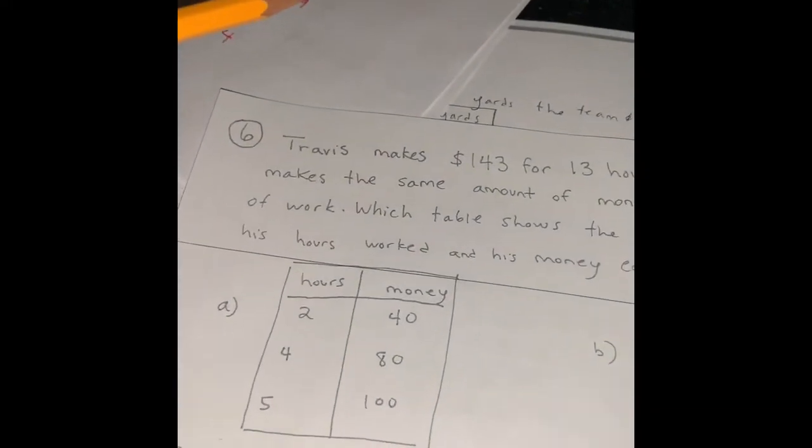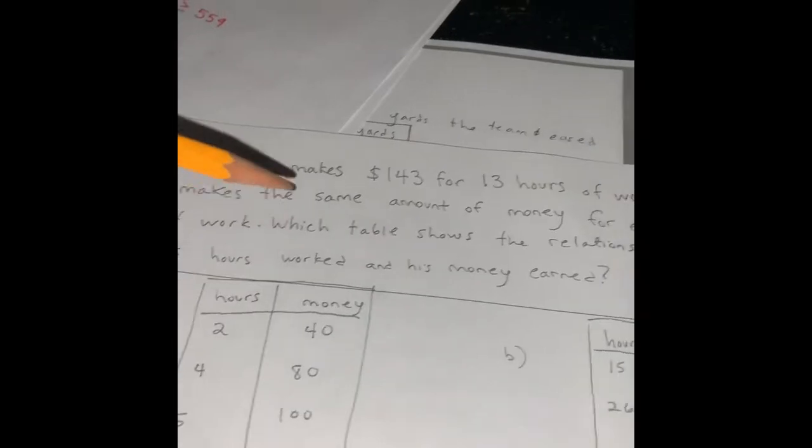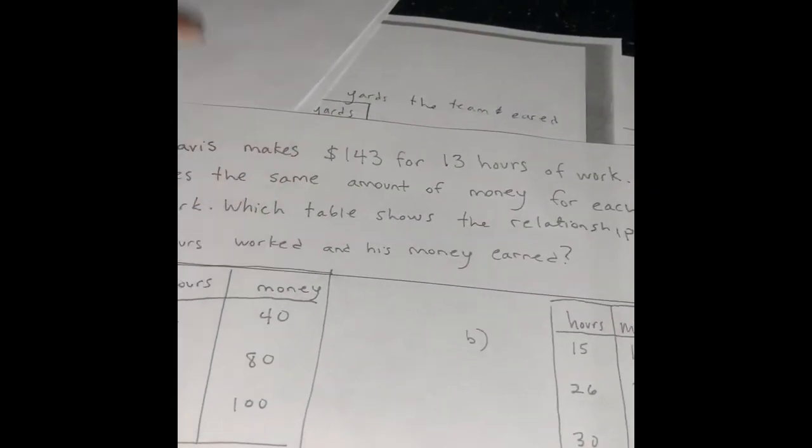Number 6 is a rate question. Travis makes $143 for 13 hours of work. He makes the same amount of money for each hour of work. Which table shows the relationship between his hours worked and his money earned?